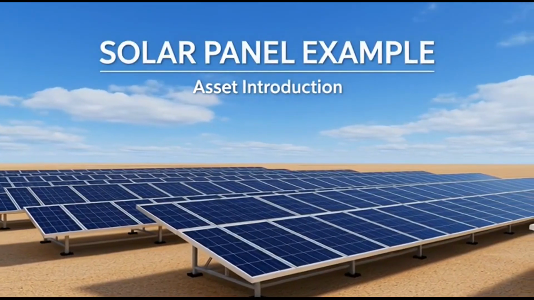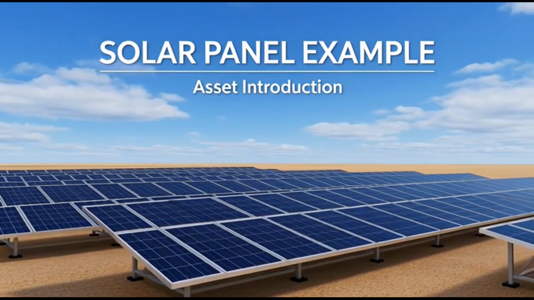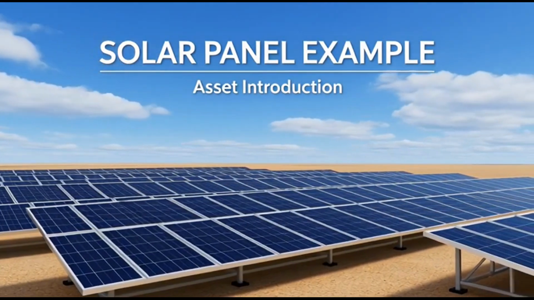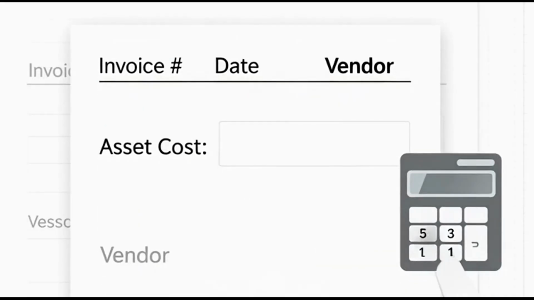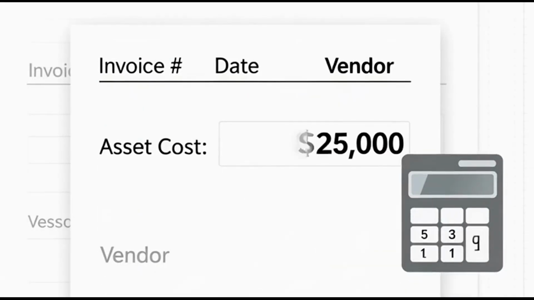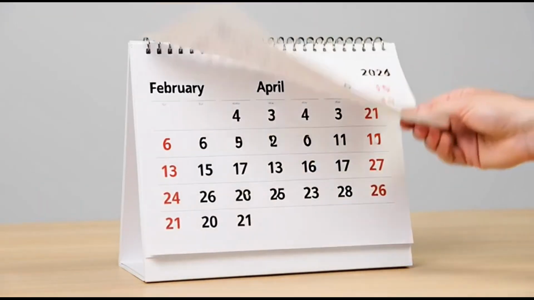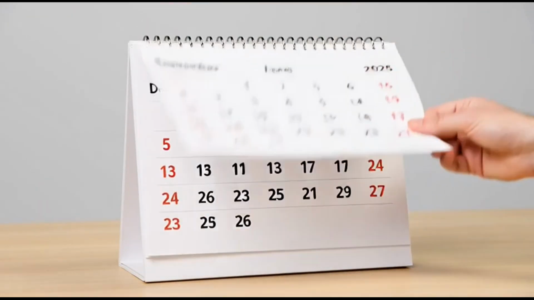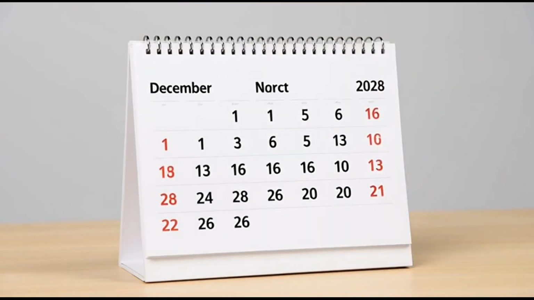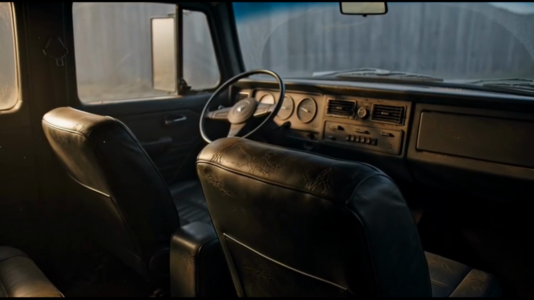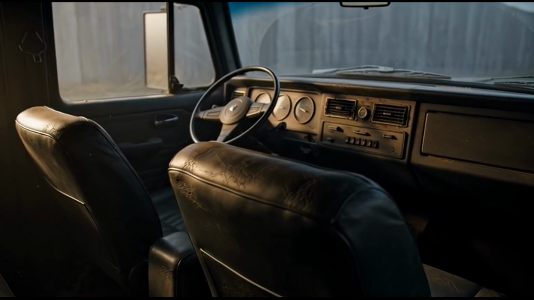Assume you purchase a solar panel system. The asset cost is $25,000. Its useful life is 5 years. It has a residual value of $5,000.